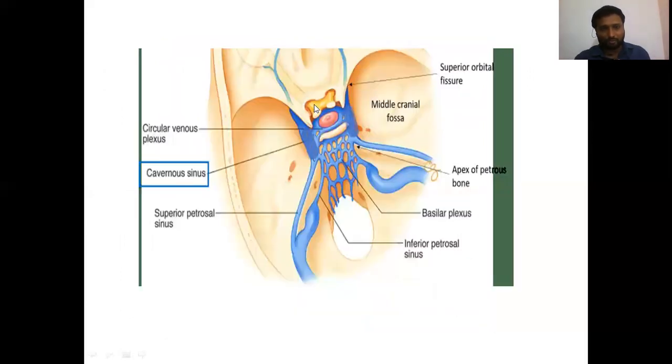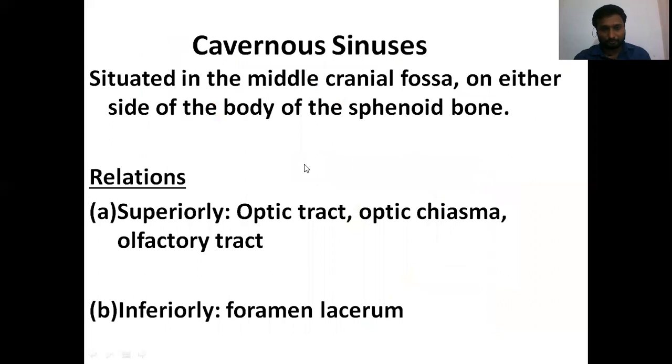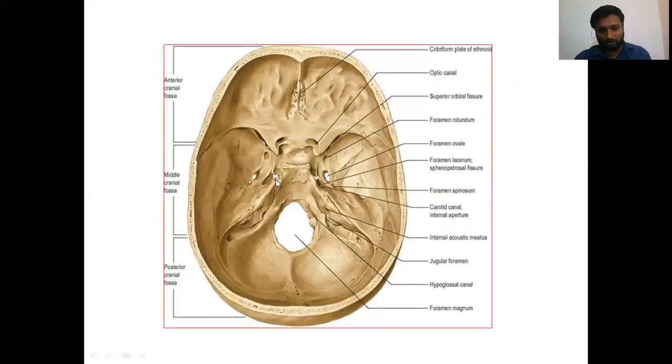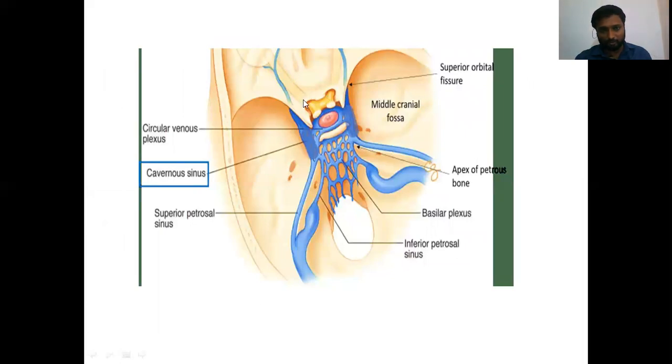For the superior relation, here we can see the optic nerve. This crossing over of the optic nerves is known as the optic chiasma. It lies almost above the cavernous sinus. So the optic tract is related to the cavernous sinus. Not only the optic tract and optic chiasma, the olfactory tract is also related to the cavernous sinus. Those three points: optic tract, optic chiasma, and olfactory tract. Then inferiorly the foramen lacerum, which we already saw.